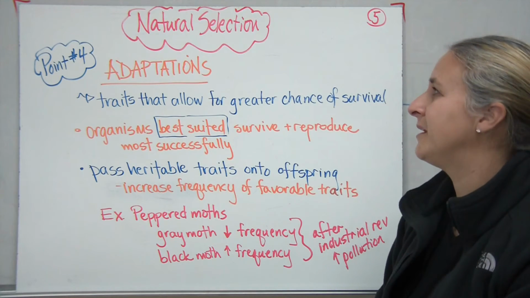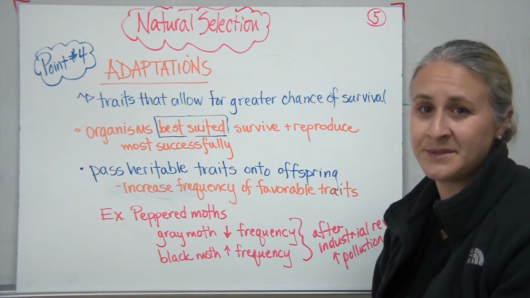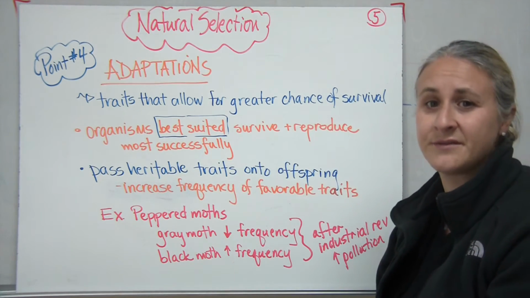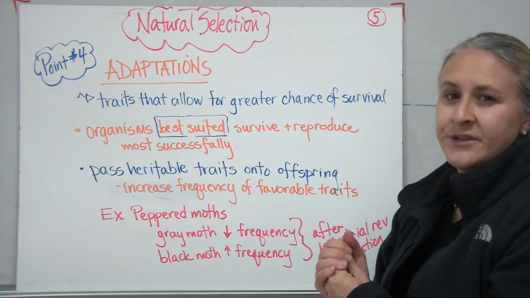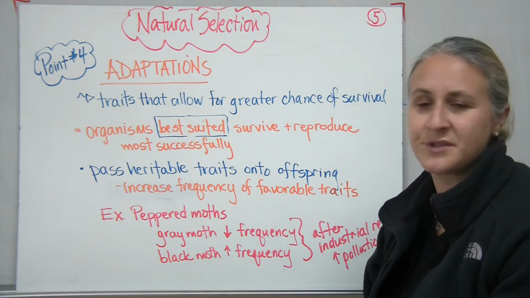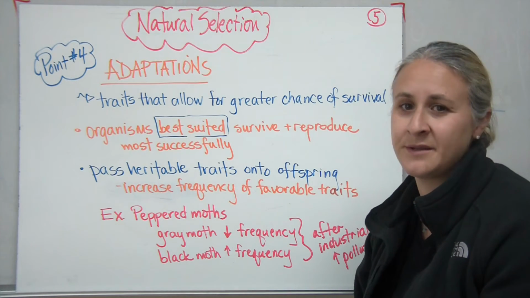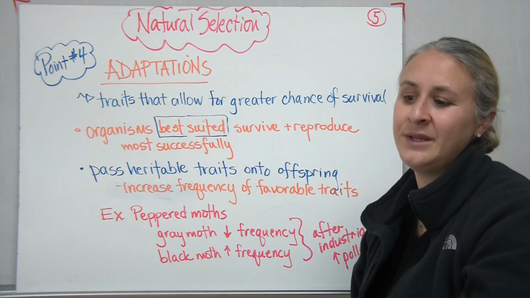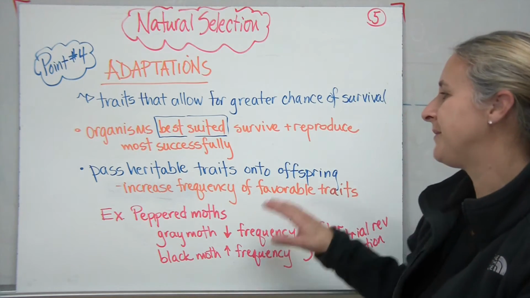The last main point of natural selection that Darwin came up with is the concept of adaptations. An adaptation is a trait that allows for a greater chance of survival. An organism is considered to be best suited for their environment if they survive and reproduce most successfully. So the organism that gets the most food, the organism that can best compete for the shelter, compete for a mate, is going to be the one that's going to survive and then move on to be able to reproduce.